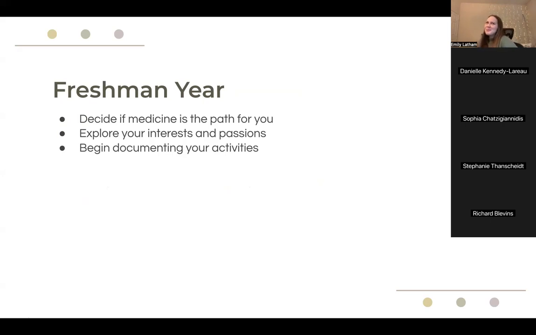I know that when I was going through my application, there were some things that I hadn't documented as well, and so trying to go back in time and remember what you did, when you did it, for how many hours can be a lot. And so it's really helpful to keep that up front. Making an Excel sheet or something like that can be helpful. Just something that you can use to keep yourself organized, and so that you're better prepared when you're starting your application.